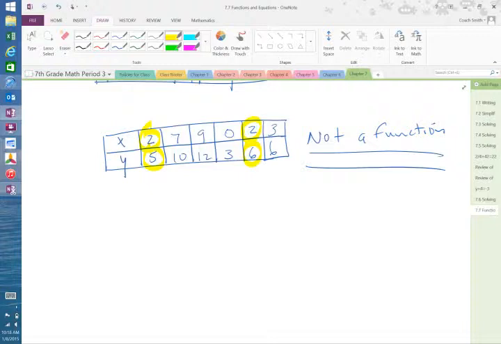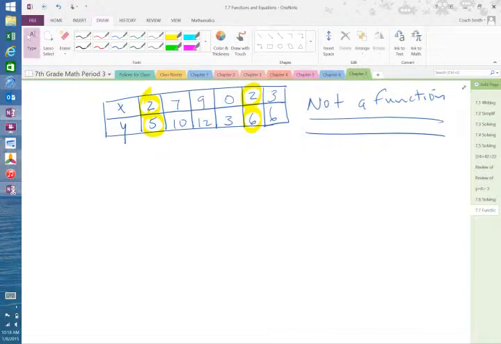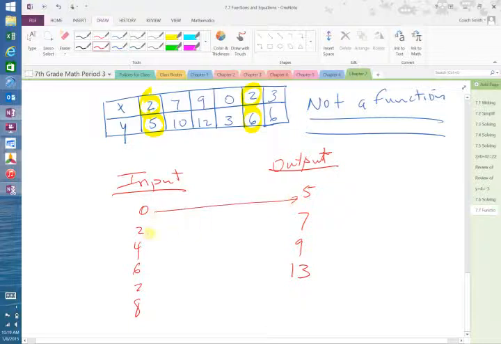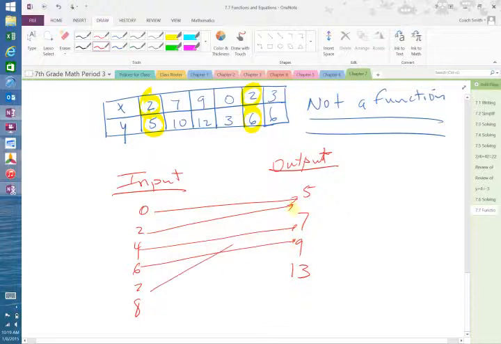Yes, every single time. Now, you can do this. In other words, it could look like this. A lot of times they'll show it like this. They'll put inputs here. Let's go 0, 2, 4, 6, 2, 8. And then outputs will be over here. And the outputs may be 5, 7, 9, 13. Okay? And then what they'll do is they'll draw lines to it. They'll go, okay, here, here, here, here, here, here.